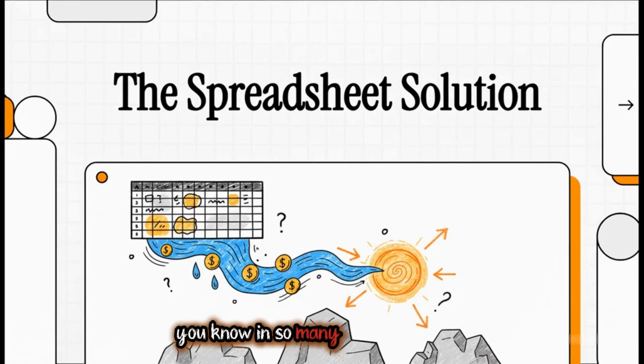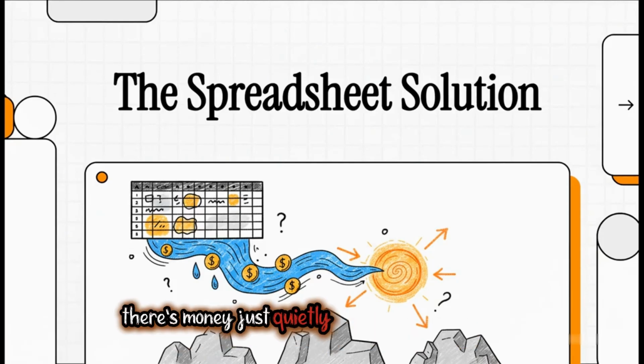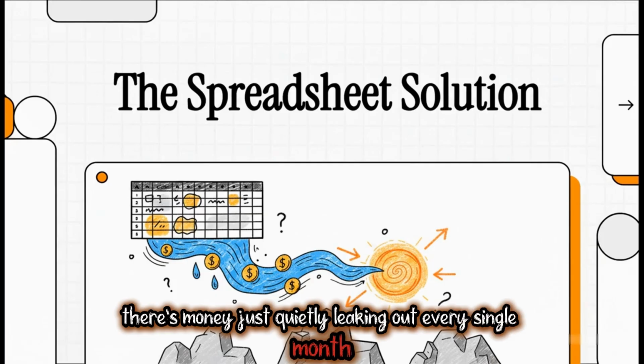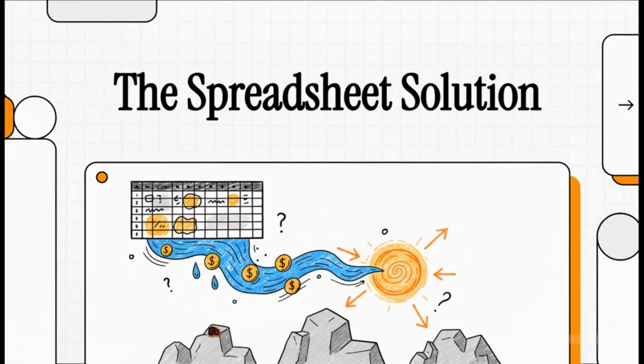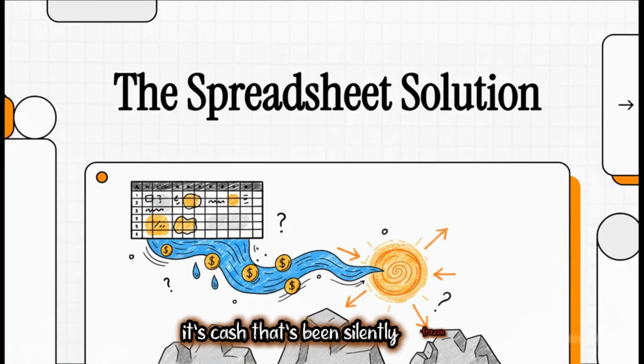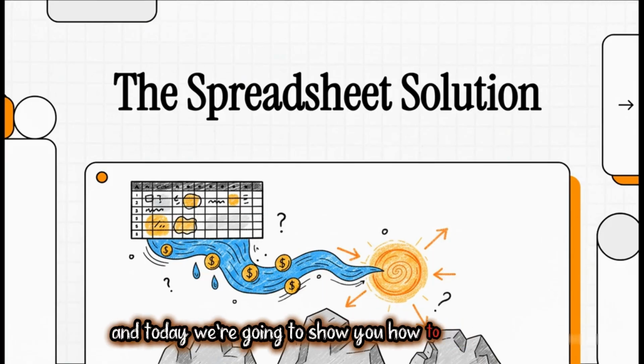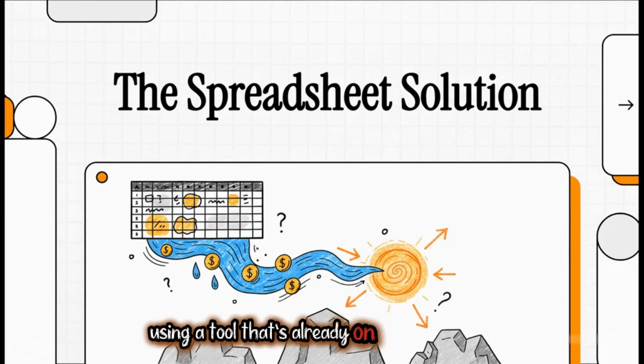You know, in so many small businesses, there's money just quietly leaking out every single month. It's not fraud, it's not a lack of sales, it's something way more subtle. It's cash that's been silently frozen. And today, we're going to show you how to thaw it out using a tool that's already on your computer.